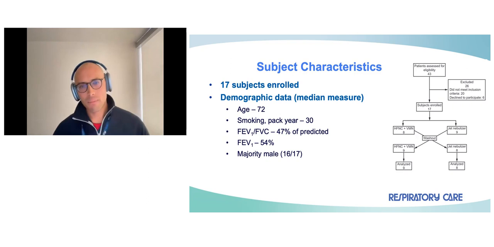These subjects had a median age of 72, a median 30 pack-year smoking history, with a 47% FEV1 to FVC ratio, with a 54% FEV1, and the majority were male. So these subjects had COPD. They were mostly male. They were in their 70s, and they had quite a smoking history.